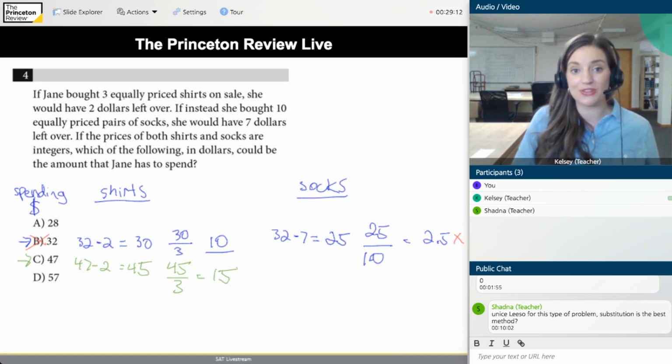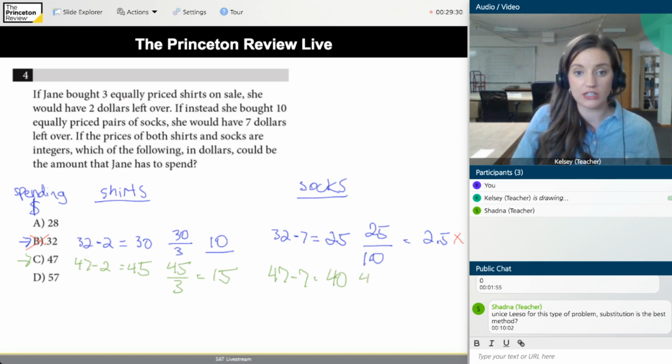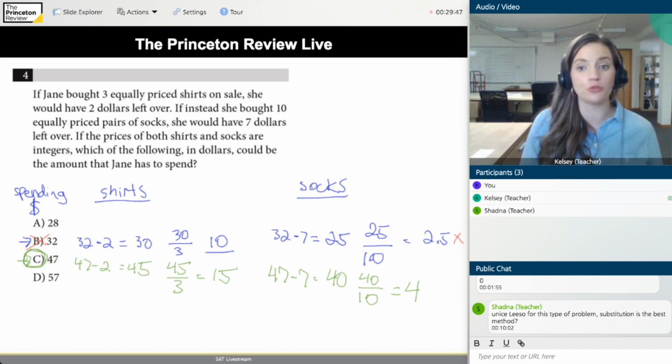Now we need to make sure that that's also true with the socks. So let's see, if we start with $47 and we have 7 left over, then she spent $40 on socks. So if she spent that $40 on 10 equally priced pairs of socks, then that's going to be 40 divided by 10 is 4. No fractions, no decimals. That's an integer. That works out fine. And now we're done with this problem as well. This one's got to be C. We don't have to try any of these other ones. Doesn't matter to us. Once we find an answer choice that works, we can be done and move right on.